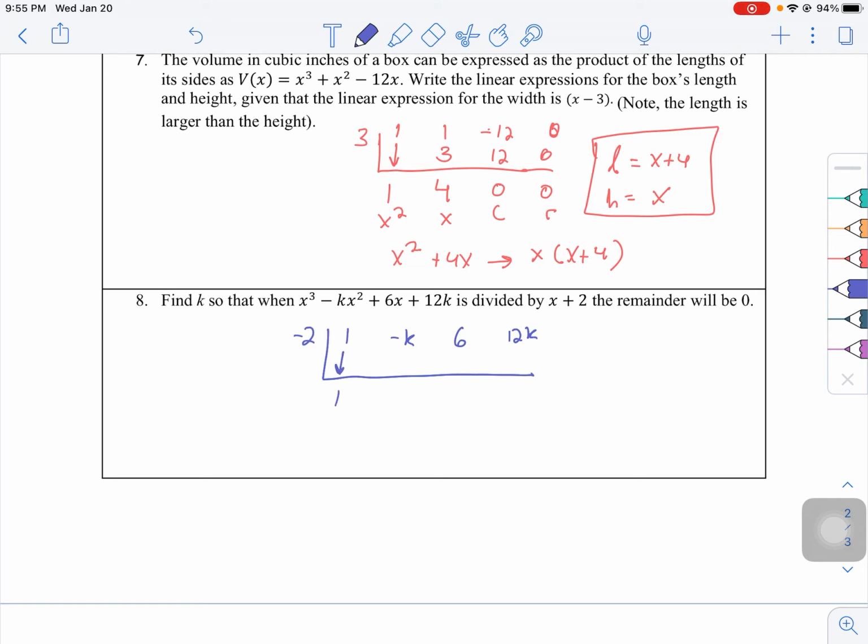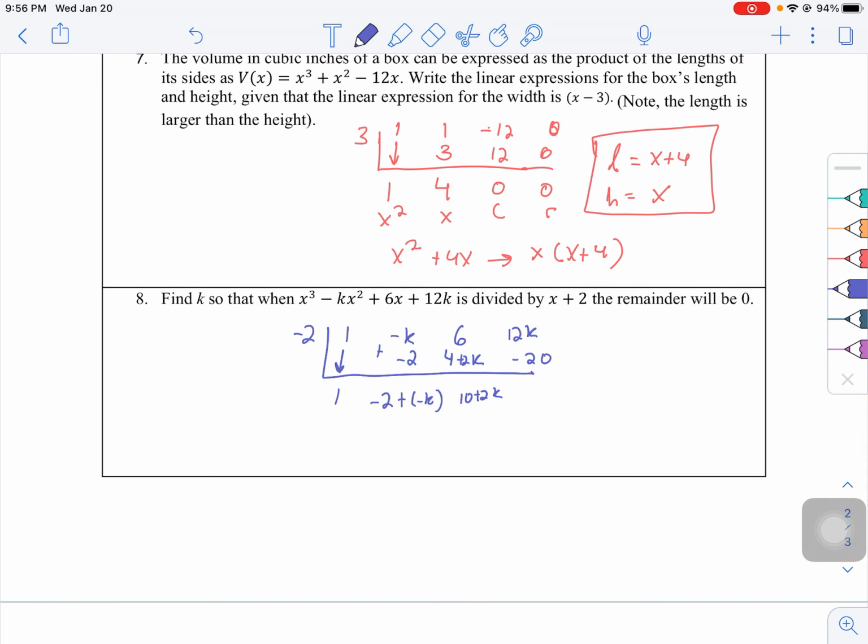And then we're just going to do synthetic division. So you drop the 1. Negative 2 times 1 is negative 2. This is addition, so it's negative 2 plus, or just minus k, so plus negative k. And then you're going to multiply that whole thing by negative 2. So that's going to be 4 plus 2k. So 6 plus 4 plus 2k is 10 plus 2k. Multiply that whole thing by negative 2. We now have negative 20 minus 4k. And then 12k plus negative 4k, and that's going to be plus 8k, so negative 20 plus 8k.